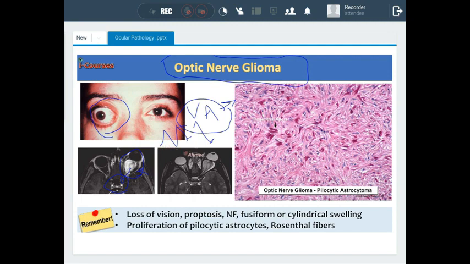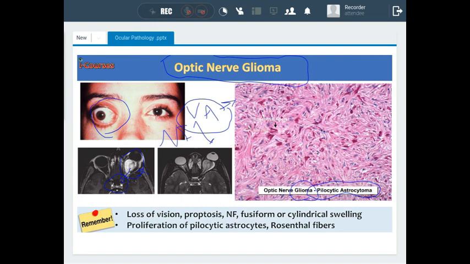If we are not sure of the diagnosis, we can take a specimen for histopathological examination, and it will show a proliferation of glial tissue. The glial tissue of the optic nerve includes many cells like astrocytes and oligodendrocytes. So this is a tumor of astrocytes. It is called pilocytic astrocytoma.